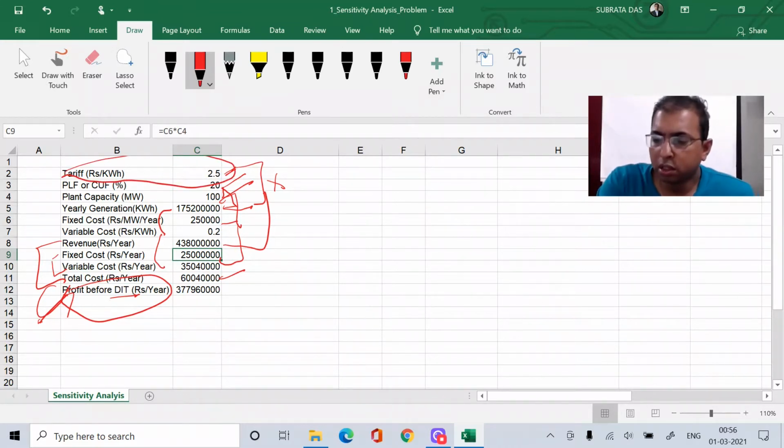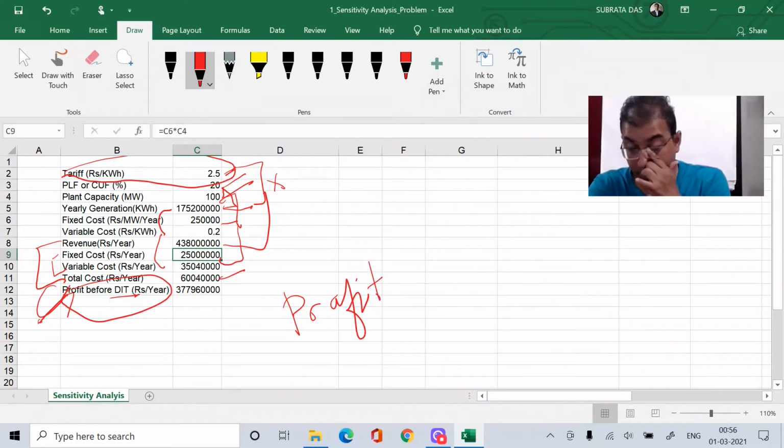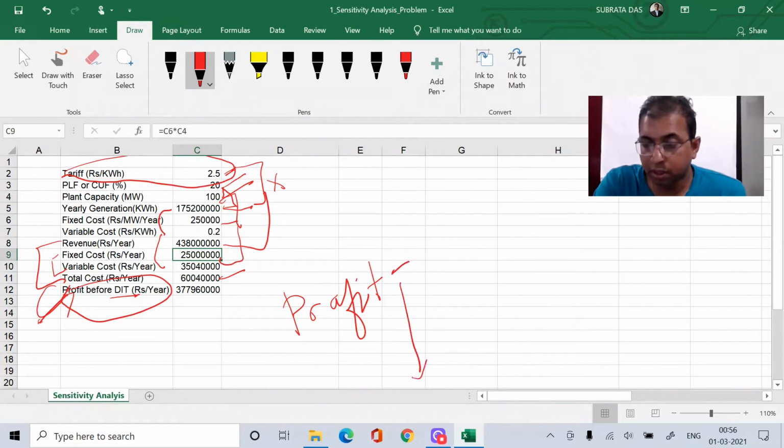So in this we have two problems. One is that we have to do sensitivity of profit, how it varies with respect to tariff rate. If I change the tariff from 1.5 to 4 rupees, how does it vary? This is one problem this company wants to check.